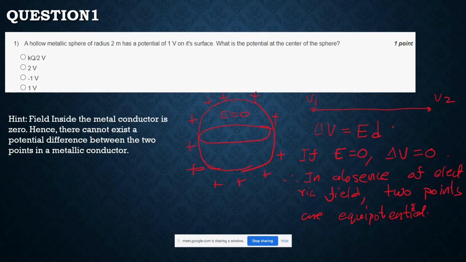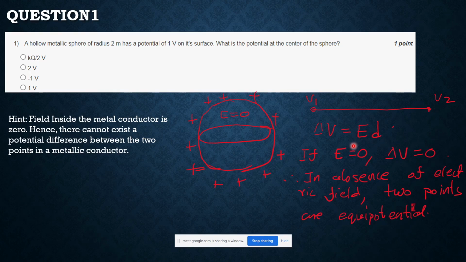So coming to the first question, it was given that you had a hollow metallic sphere of radius 2 meters, and the potential was 1 volt on its surface. As you know, it's a metal, right? Inside the metal, there cannot exist any field. For 2 points to have a potential difference, there must exist a field between them, right?